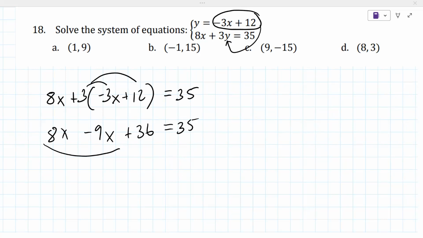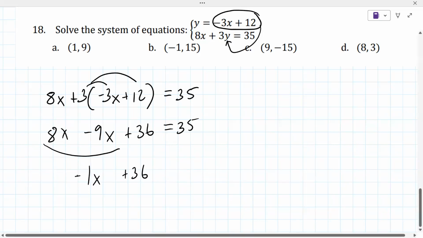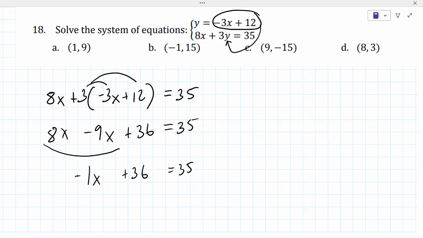Wait, between 8 and 36, right? 8x and -9x. Those are like terms. What does that become? 8x minus 9x. Oh, -1. -1x. Yes. Okay. Could you try solving this from here, please?